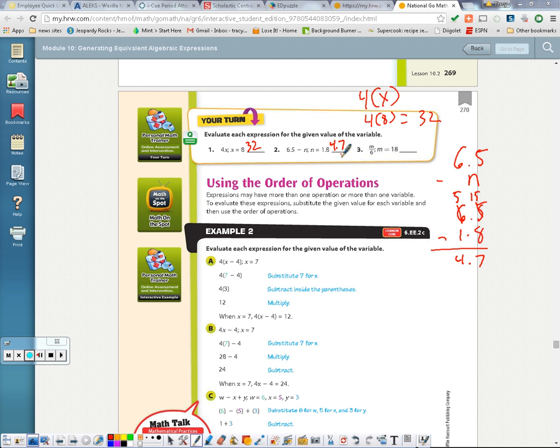And then on the last one, we have m over 6, and m is going to equal 18.